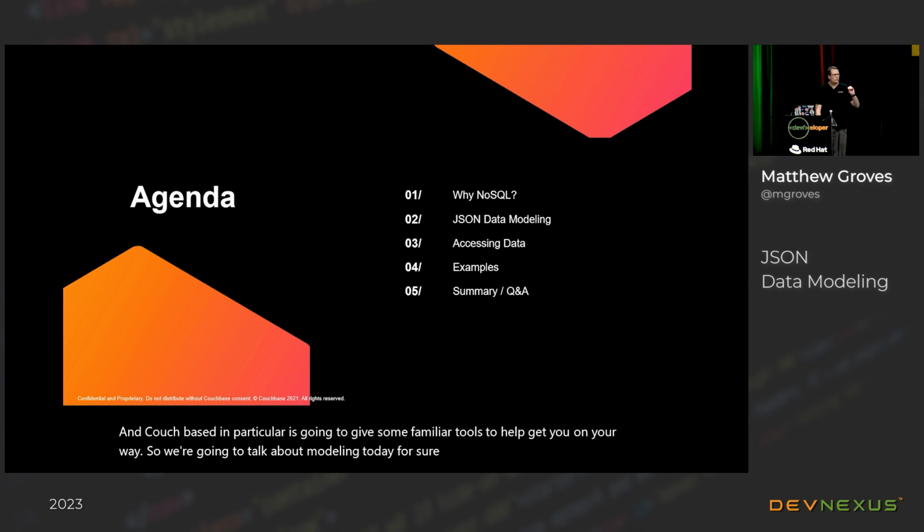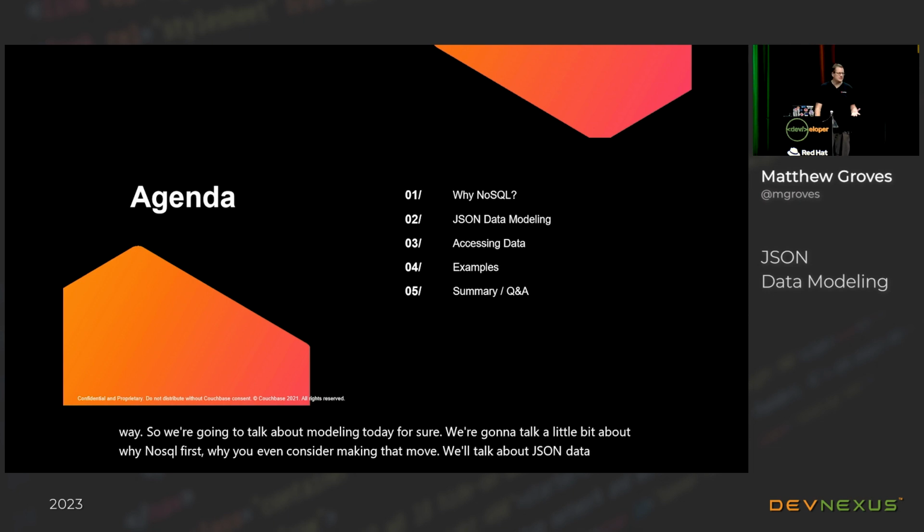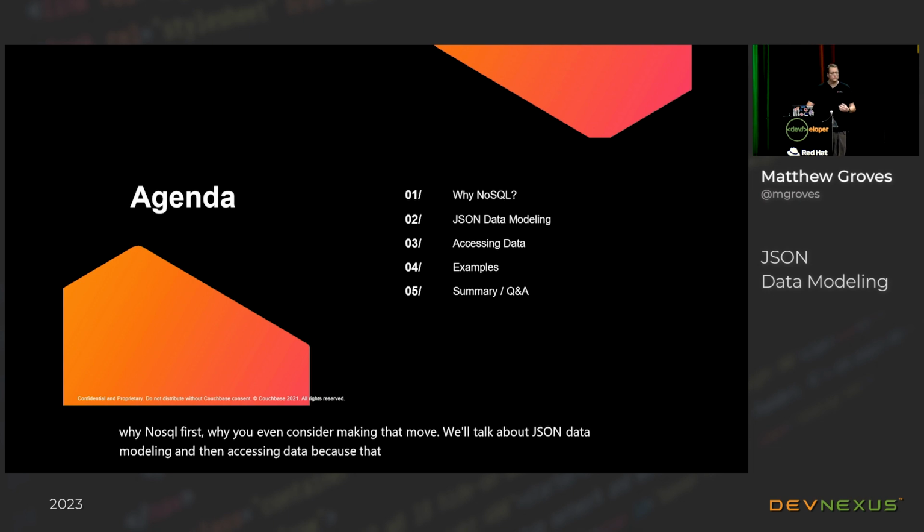We're going to talk a little bit about why NoSQL first, why you'd even consider making that move. We'll talk about JSON data modeling and then accessing data because that figures into the way you model data as well. I'll walk you through some examples to kind of show you the pros and cons of different modeling approaches. And if we have time, we'll get to some Q&A towards the end.